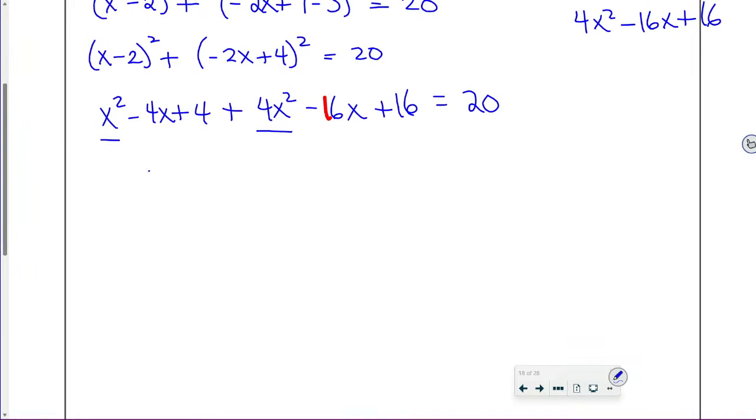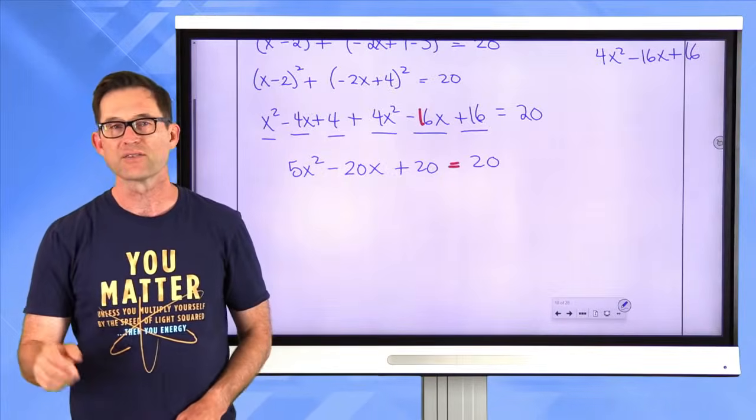x^2 and 4x^2 is 5x^2. I have a -4x and a -16x. That's going to be a -20x. I've got a positive 4 and a positive 16. That's going to be +20. And then I have another +20 over here. As I've now said twice already, but let's go for a third time.